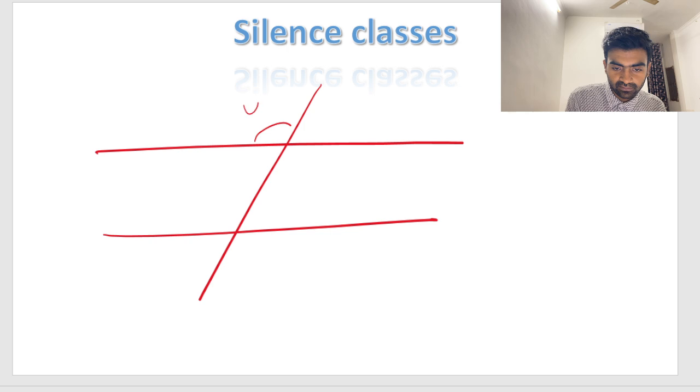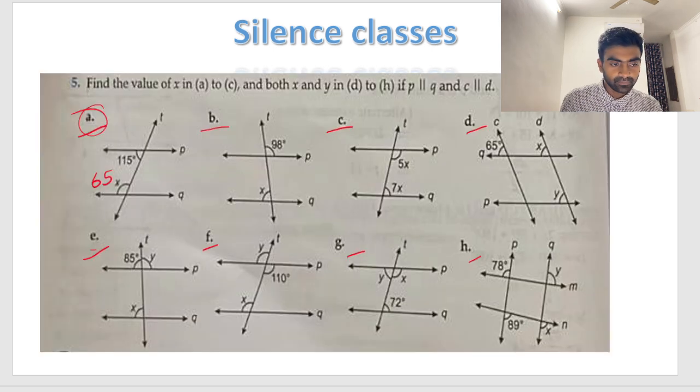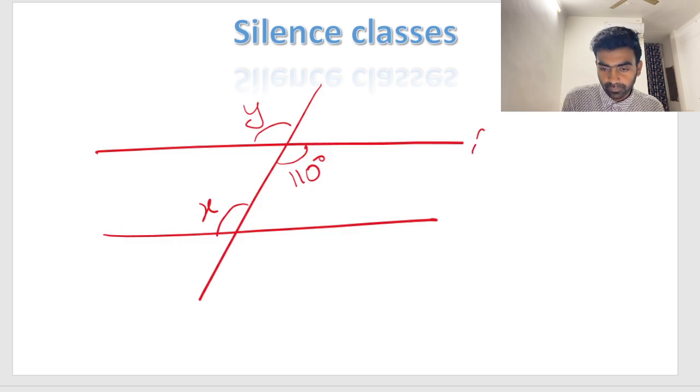Y is this. This is 110 degree, and this one is X. Okay, this one is P, this one is Q, and this is T.